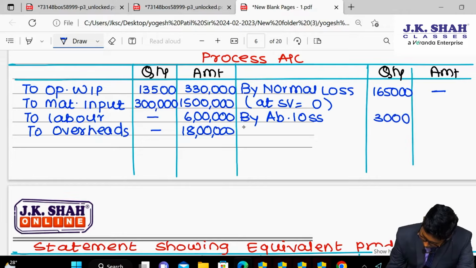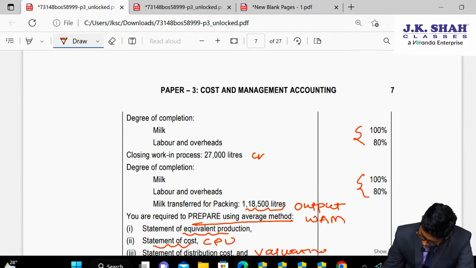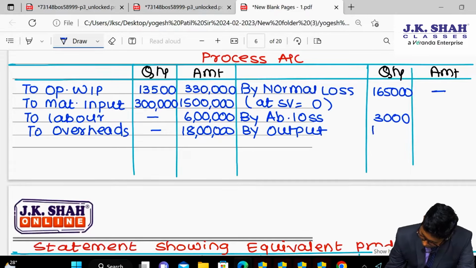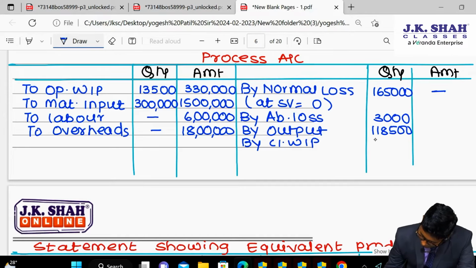Valuation is pending. Then on the credit side we record output, and actual output is also given in the question. See here, your output is available. In total you produced 1,18,500 liters of milk, and finally you record closing WIP. Still under process milk is there, and closing WIP is 27,000.